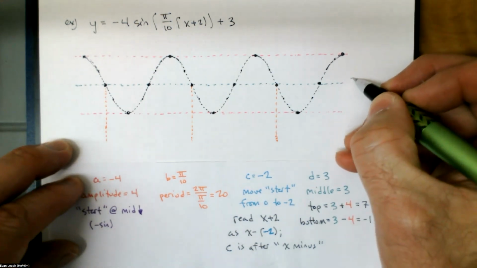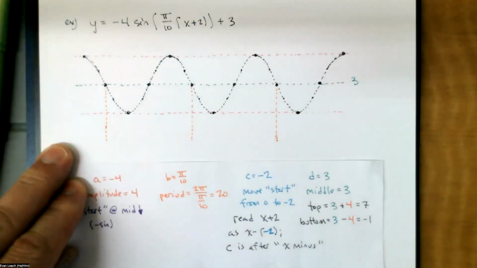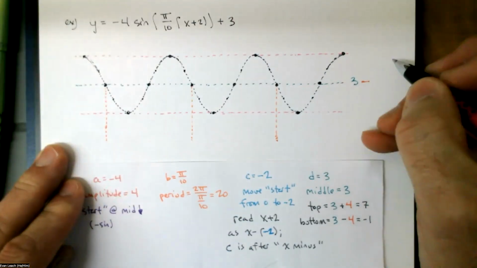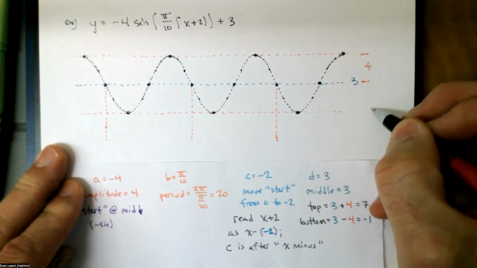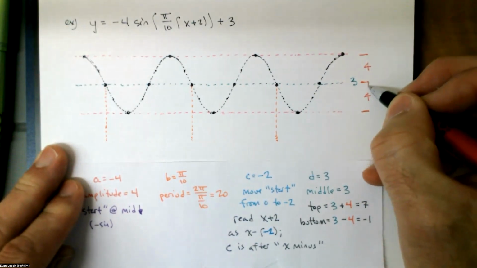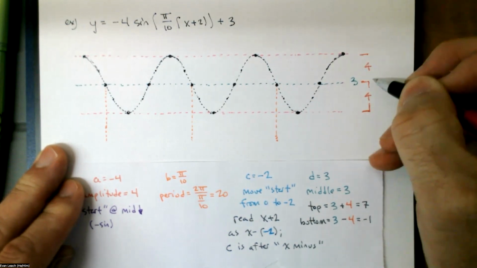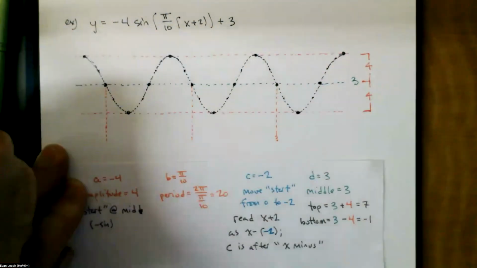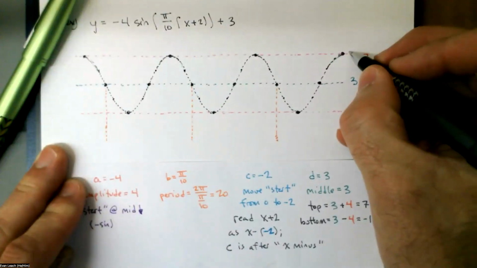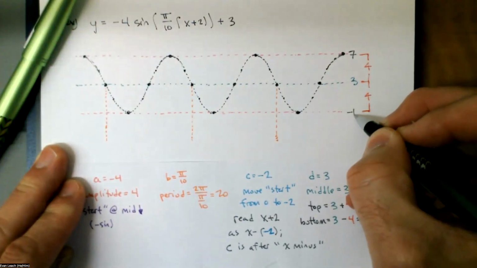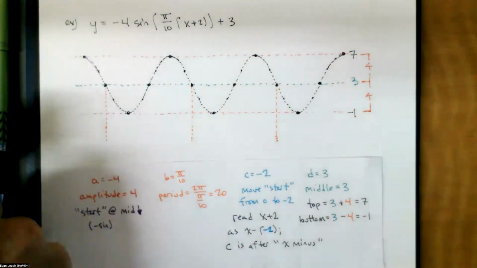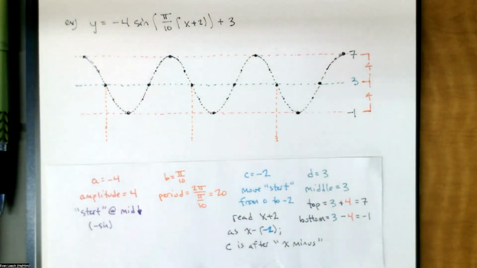So the middle is at 3, and the amplitude is at 4. So 4 up from the middle, and 4 down from the middle, is going to put a top of 7 and a bottom of -1. Now we have sorted out all of our vertical stuff. The next thing to sort out is our horizontal stuff.